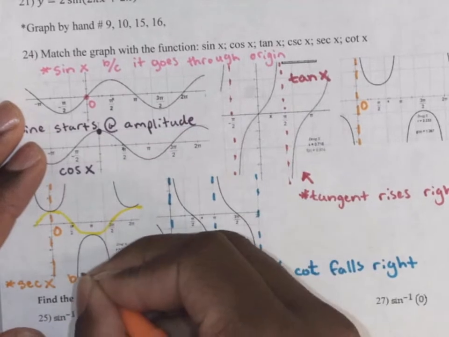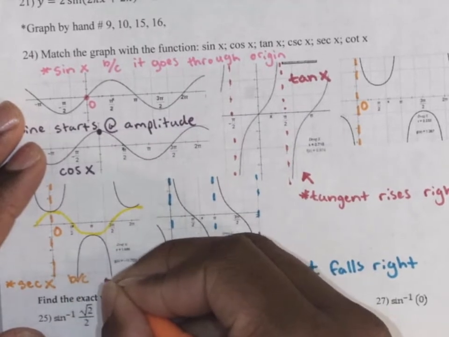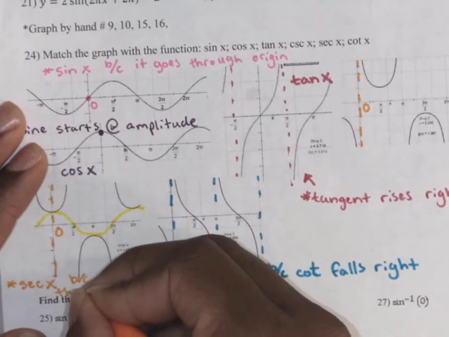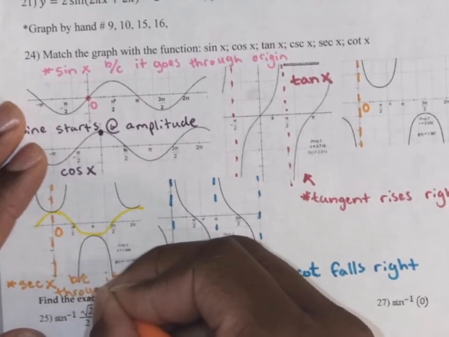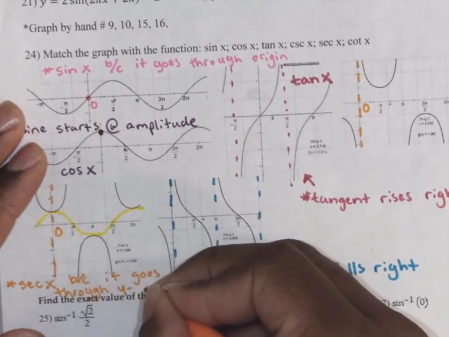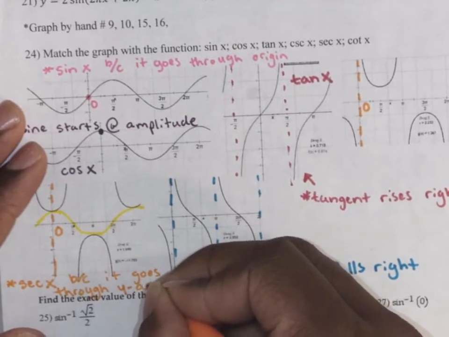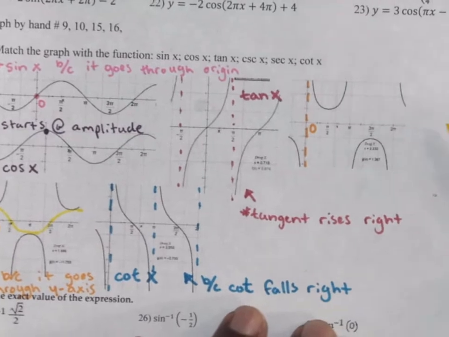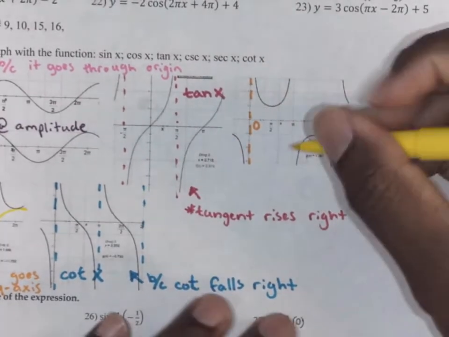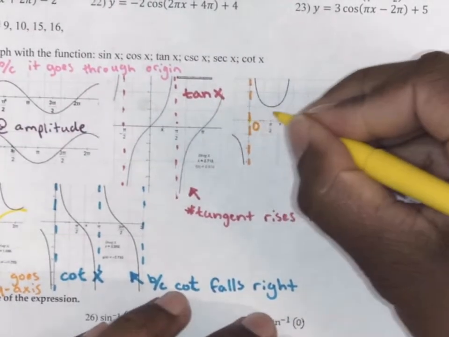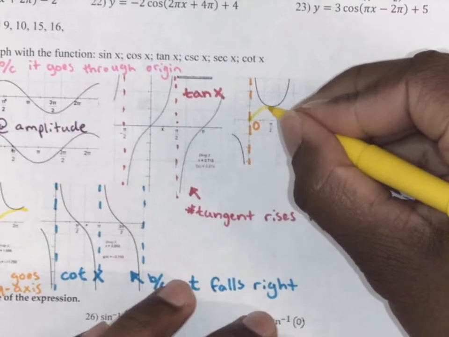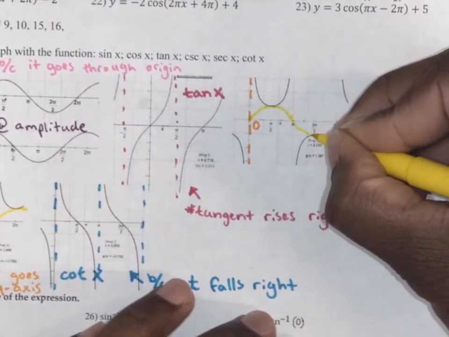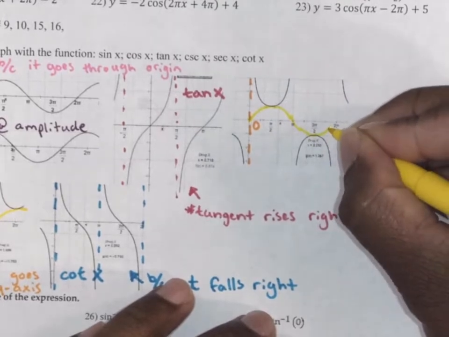And I would say it's secant because it goes through the y-axis. So that leaves us with this last one, which is sine, because sine would start here, it would go up, it would come down, and they would be touching at these points.